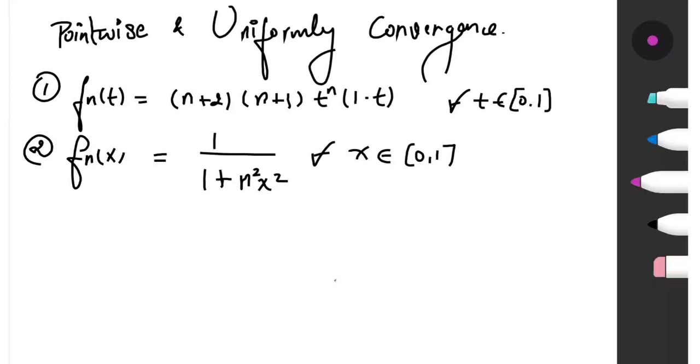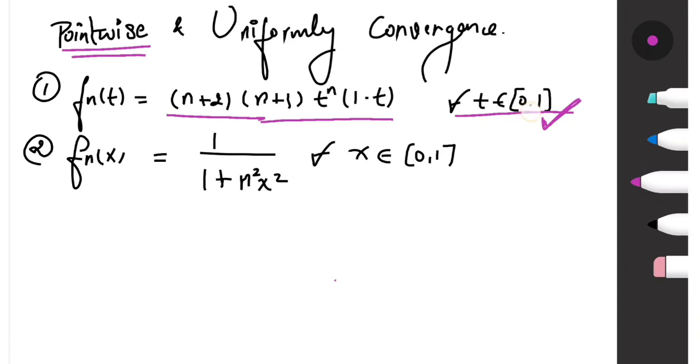So our first question is f_n(t) = (n+1)(n+2) t^n (1 - t) for all t belonging to [0, 1]. For pointwise convergence, we will check whether the limit of this sequence of functions exists or not for all the points in this interval, including the extreme points.